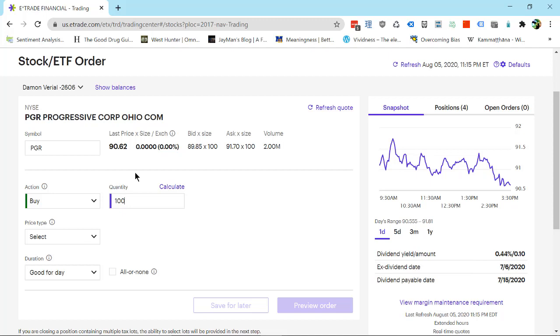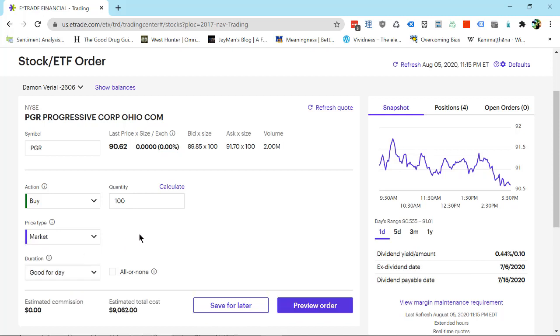If you don't care about the price, you just want to buy the stock now, well, select market. The problem though with selecting market is that you're always going to get the worst possible price. That is, you're going to get the asking price. Now you can see that the last price was almost $1, it was more than $1 under the ask price. You don't want to pay $1 extra and buy 100 shares because you're missing out on $100 of savings.